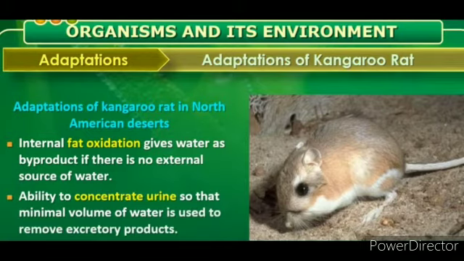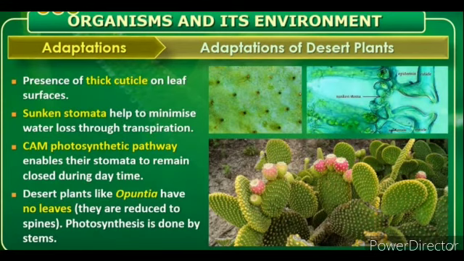Many desert plants have a thick cuticle on their leaf surfaces and have their stomata arranged in deep pits to minimize water loss through transpiration. They also have a special photosynthetic pathway called CAM, crassulacean acid metabolism, that enables their stomata to remain closed during daytime. Some desert plants like Opuntia have no leaves. They are reduced to spines and the photosynthetic function is taken over by the flattened stems.